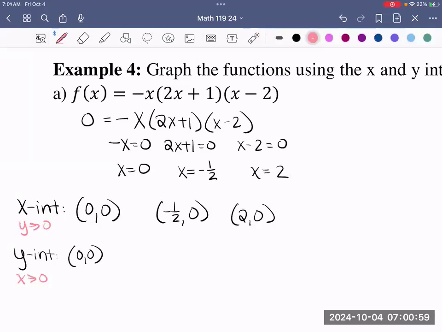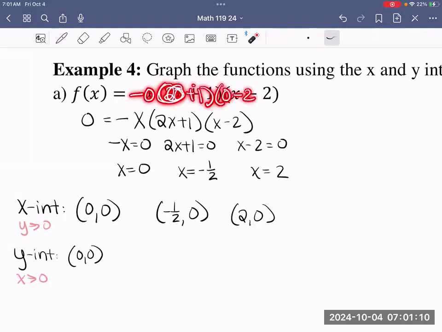So in doing so, when we plug a 0 into your equation, -0 times 2 times 0, so that's 0, plus 1 times 0 minus 2, right? It doesn't really matter because we are multiplying this whole thing by 0. So that's why this one comes up. But anytime we do try and find your y-intercept, we plug in a 0 for your x.